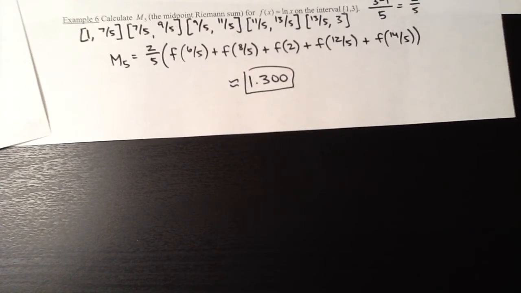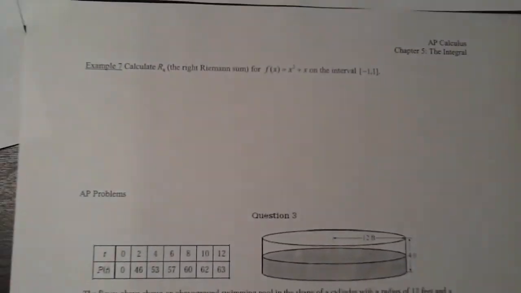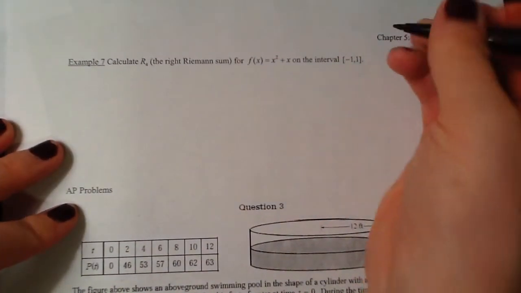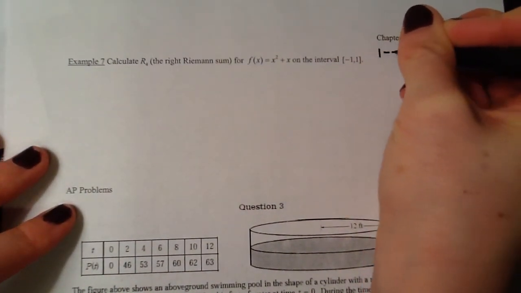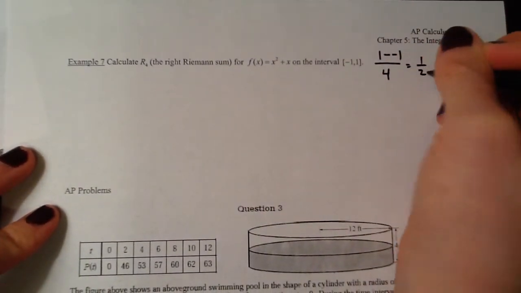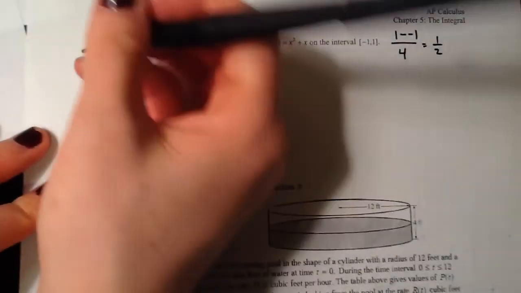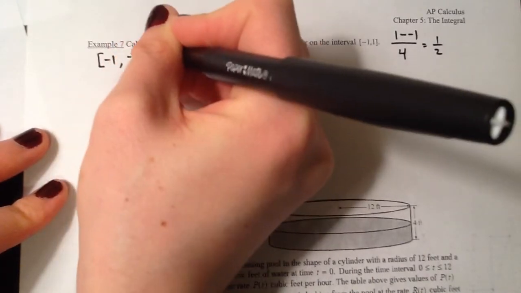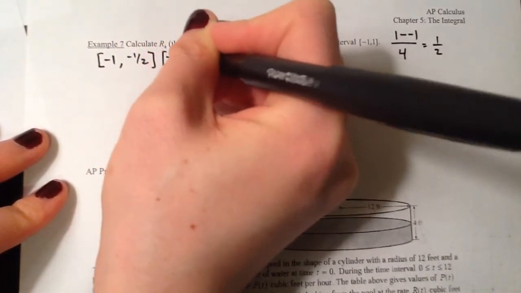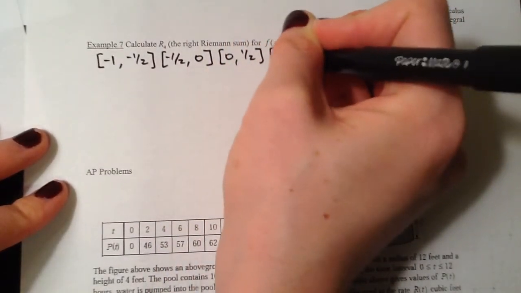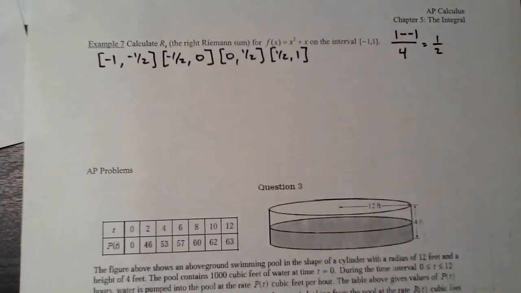Let's flip over. We are going to do this one together. There we go. Okay, so now R4. So we've done left, we've done midpoint, now we're going to do R4. So our width is endpoint minus endpoint over the number that we're dividing into. So each one has a width of 1/2. So let's write our 4 intervals. So from -1 to -1/2, from -1/2 to 0, from 0 to +1/2, and then from +1/2 to 1. So those are your 4 intervals.